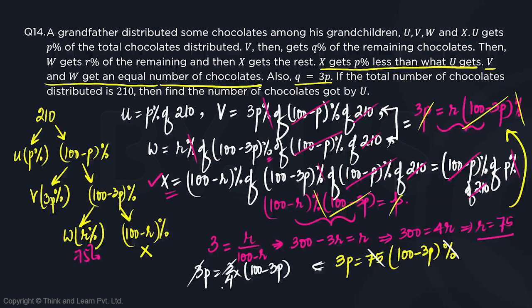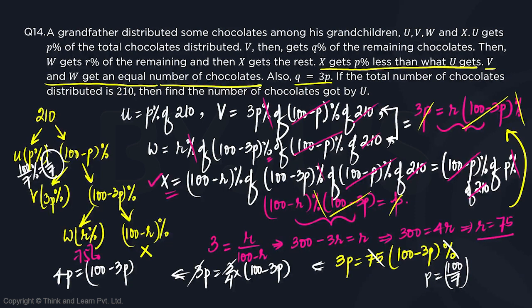So 3 and 3 get cancelled out. So we will have 4P is equal to 100 minus 3P. And from here we will have P equal to 100 by 7. So you get 100 by 7 percentage, which is nothing but 1 by 7. Since U gets 1/7 of 210, which is going to be 30. So U gets 30. Since it was a TITA question, we had to type in 30.